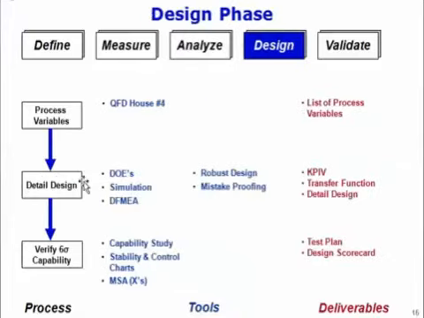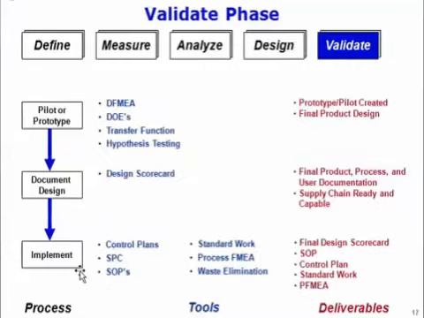In the design phase, we want to design the process variables that will be used for the new design. Remember, this is a new design methodology. We want to provide the detailed design, and then we want to make sure that we can demonstrate or verify Six Sigma capability. And then in the validate stage, we want to pilot a prototype, document it, and then implement it. So that's it very briefly for the roadmap.